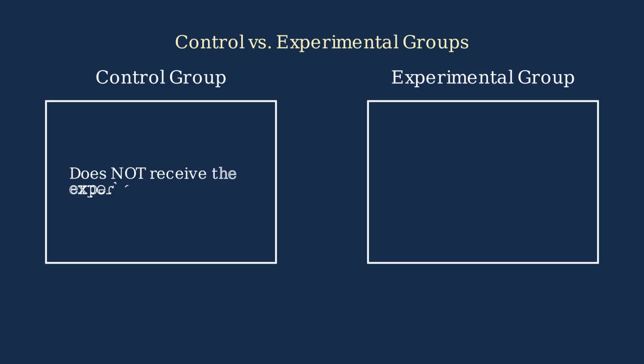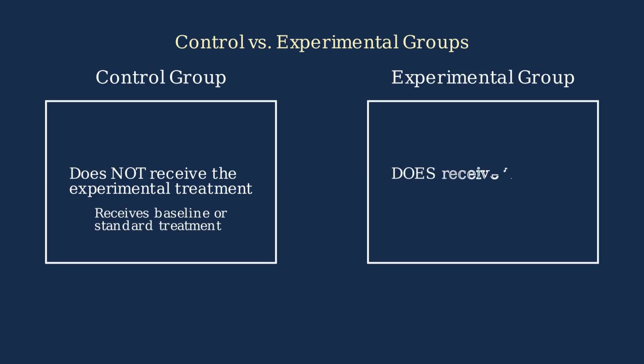The control group does not receive the experimental treatment. It represents what happens under normal conditions. In contrast, the experimental group does receive the treatment being tested. This is the only variable that differs between the groups. Scientists compare results between these groups to identify the effects caused specifically by the treatment.